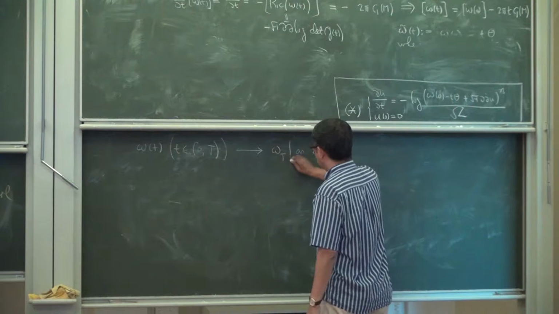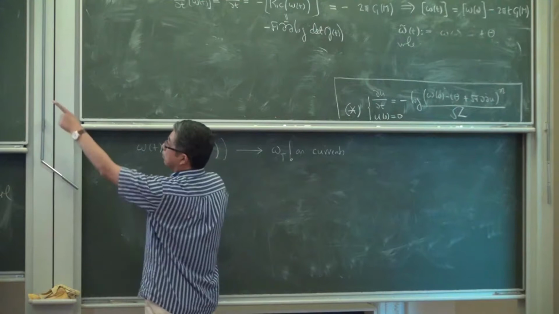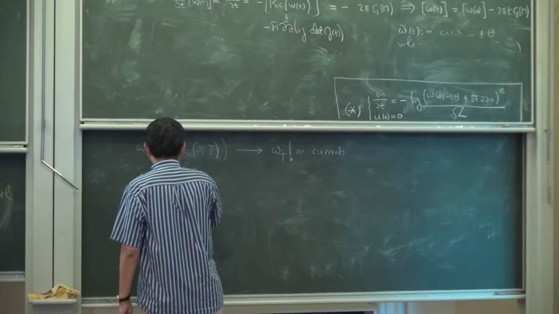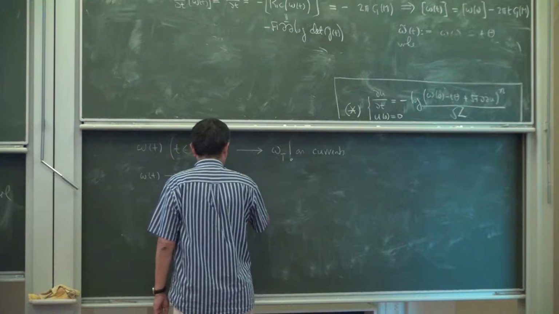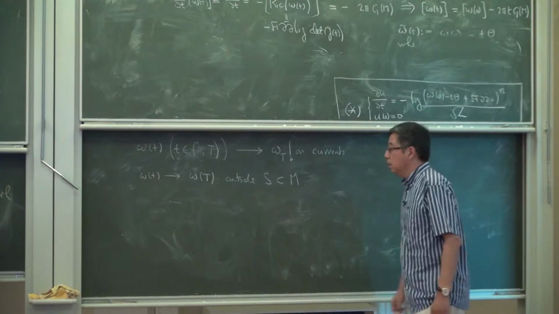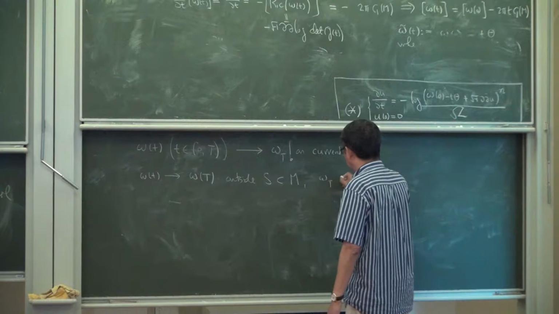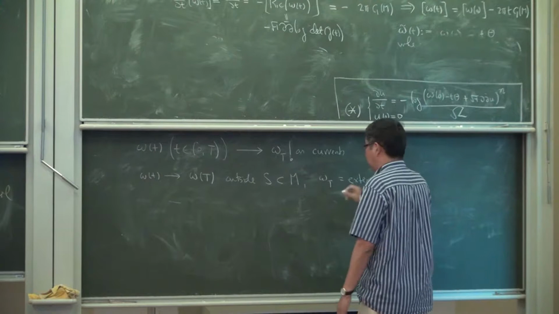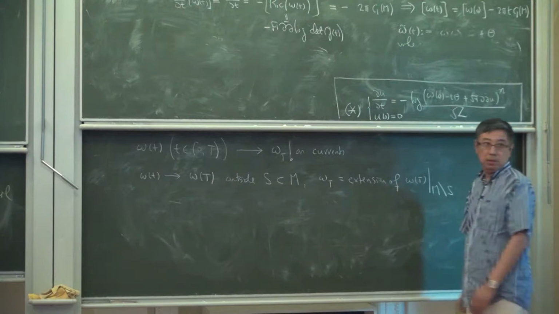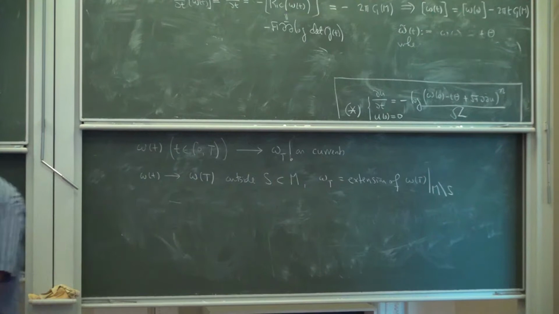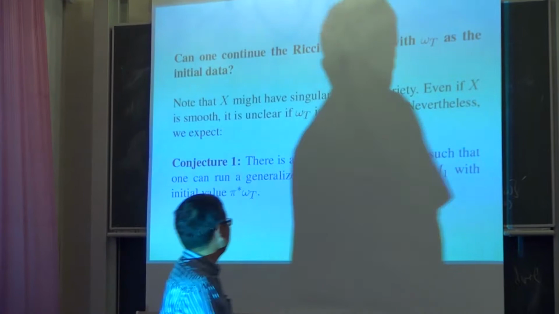So omega t, as I already said a moment ago, at least under that condition, converges to omega capital T outside the subvarieties, right? And just believe this can extend as a distribution or whatever. So omega t is just an extension of that, and omega t is only defined on M minus S. On the next slide, you want omega big T to be the initial data to start. Not quite. If that were the case, we would be done. Okay.